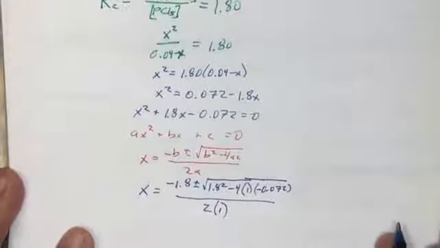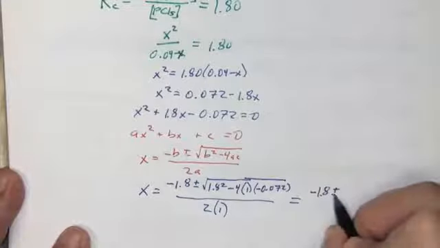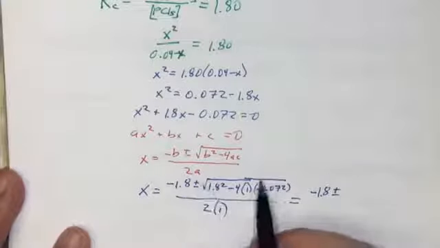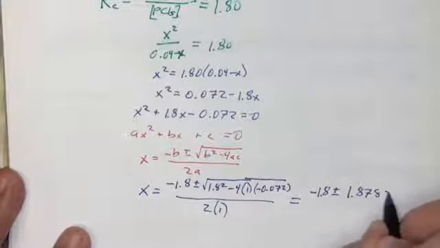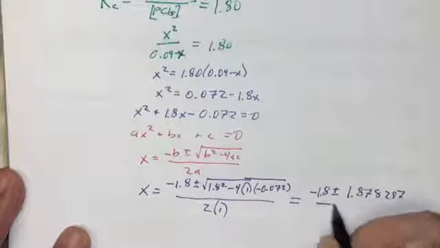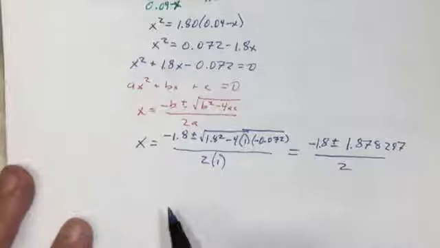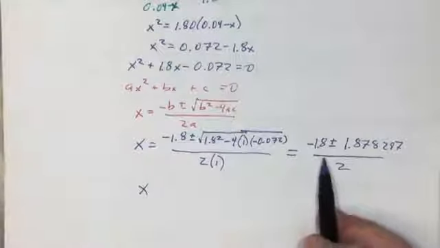Now, I think what I'm going to do in this case, let me just do this out to the side. I'll have negative 1.8 plus or minus. If I do everything underneath the radical, and I take the square root, I'll get plus or minus 1.878297 divided by 2. That's what I get whenever I plug that in. So let's continue with x then. In a second order polynomial, when you solve for x, you always get two roots of x.